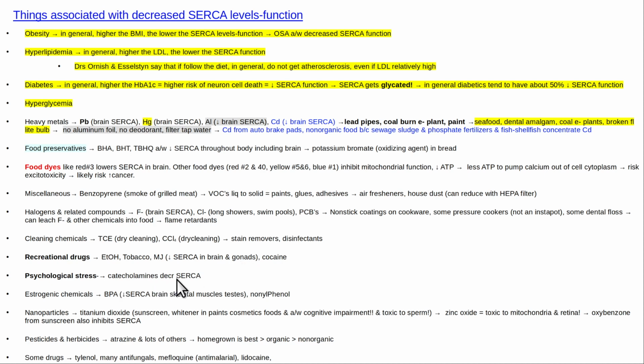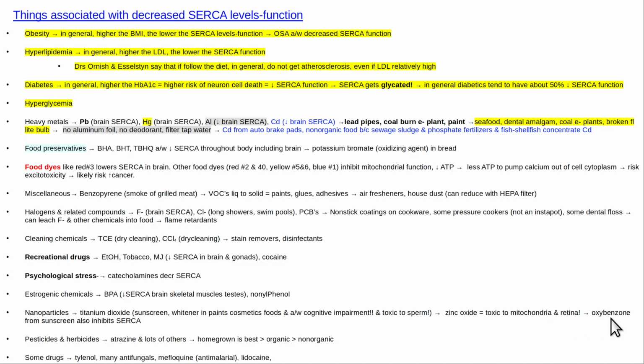Psychological stress, the catecholamines will decrease Circa function. Estrogenic chemicals, lots of them are toxic to Circa. That's another reason to avoid those artificial exogenous estrogenic chemicals. We talked about those. I gave a bunch of lectures on that. Nanoparticle things like titanium dioxide in sunscreen. It's a whitener in paints, cosmetics, foods, medications. It not only makes you stupid, causing cognitive impairment, it's toxic to your sperm, to your balls in multiple ways. Zinc oxide is also toxic when it's a nanoparticle. Remember, these are nanoparticle forms of titanium dioxide, not just regular titanium dioxide, not just regular zinc oxide. When it's a nanoparticle, it becomes toxic to your Circa.